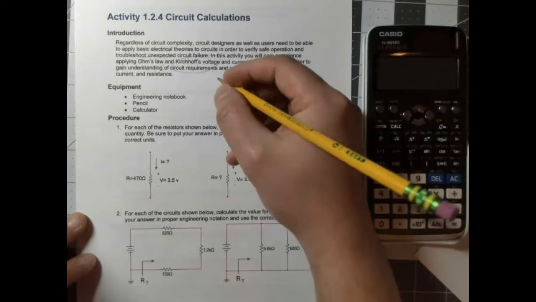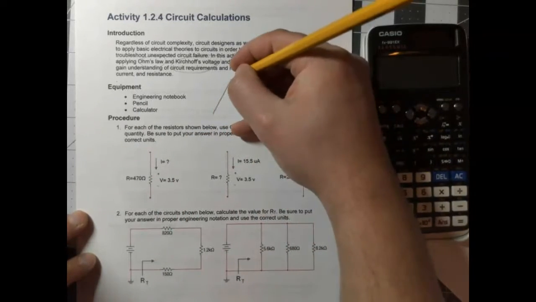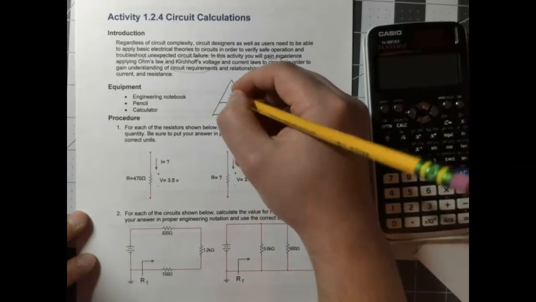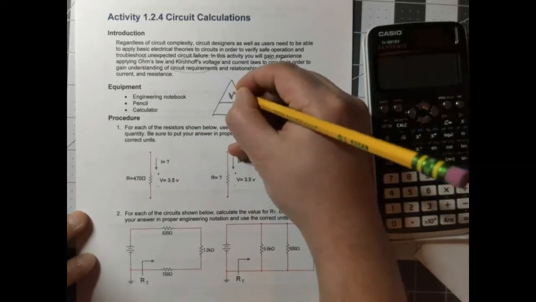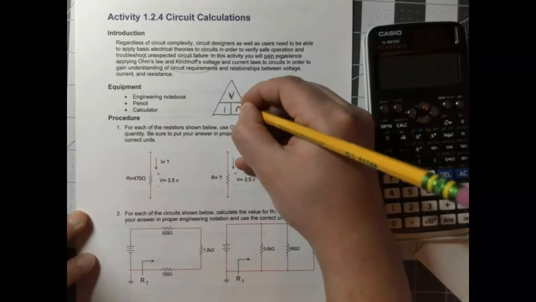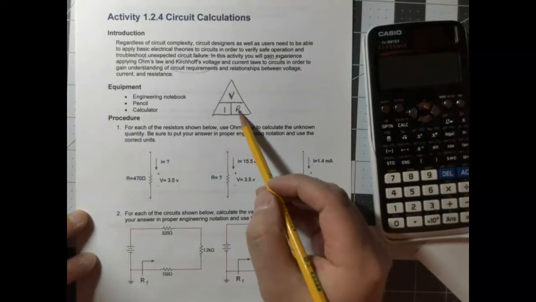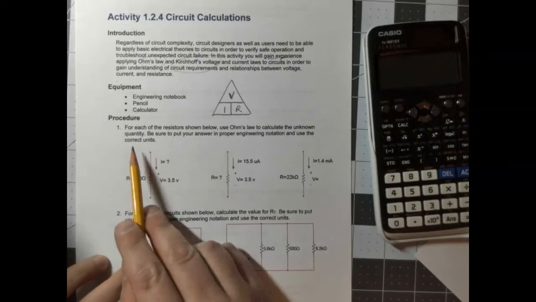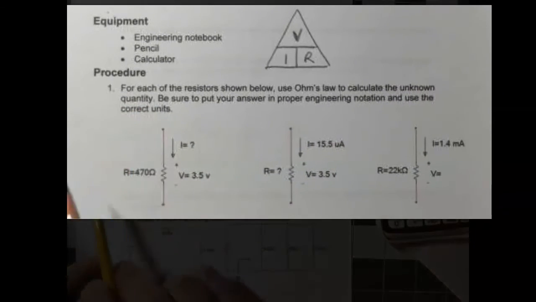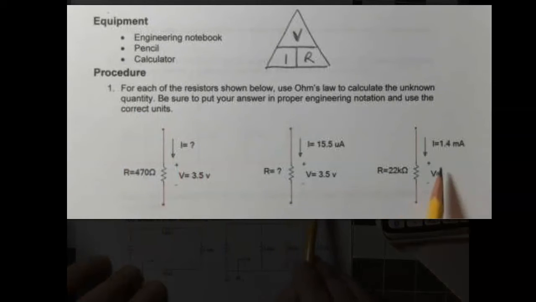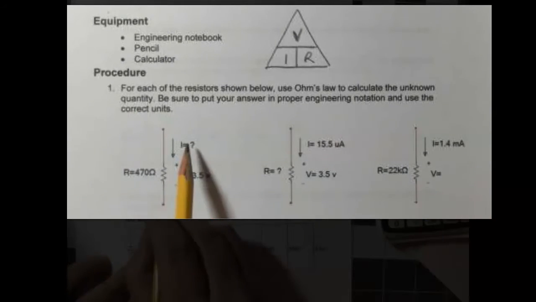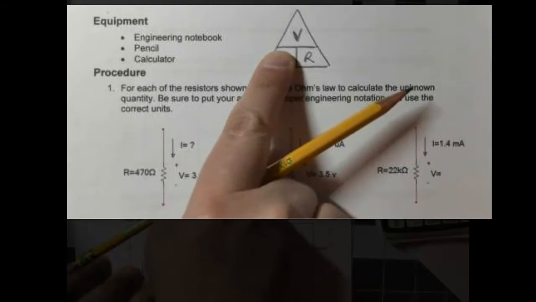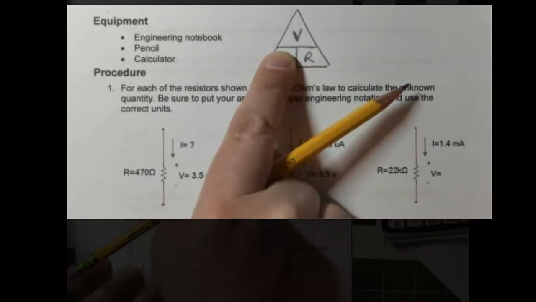So the first thing you're going to want to do is draw a triangle and put Ohm's law on your page so that you know how to use it. So that's going to be V, I, R, just like that. So let's look at this first question. We need to find whatever the value is it's looking for. In this one right here, it's looking for current. So if we cover current, that means that it's going to be V divided by R.